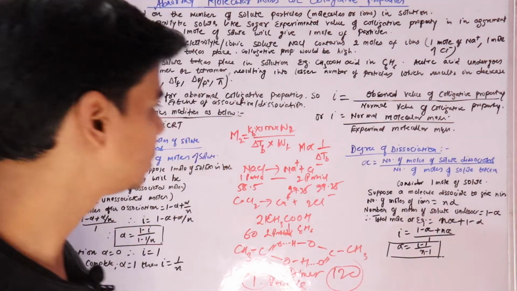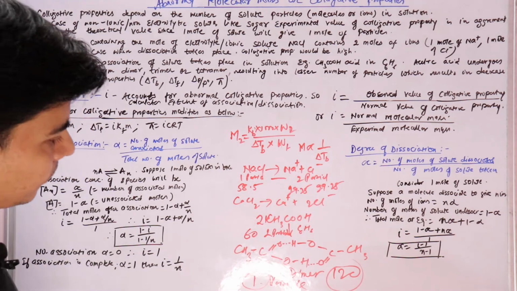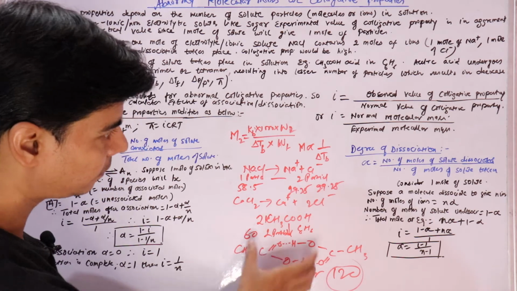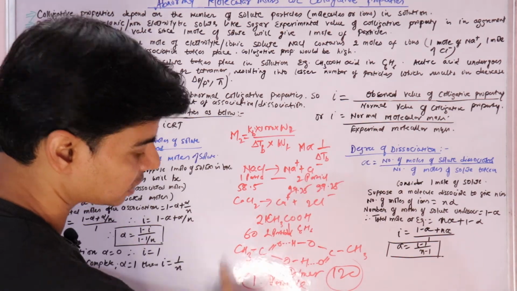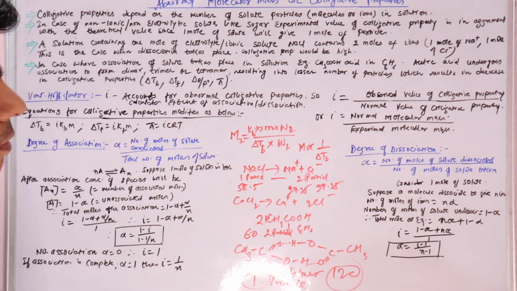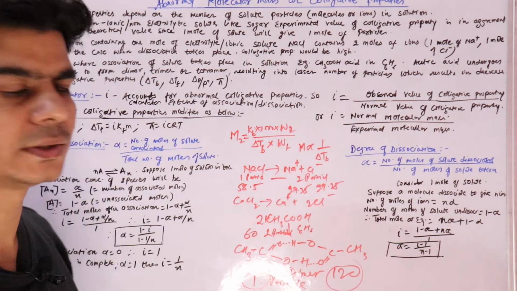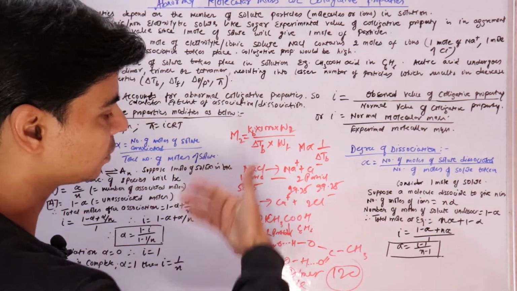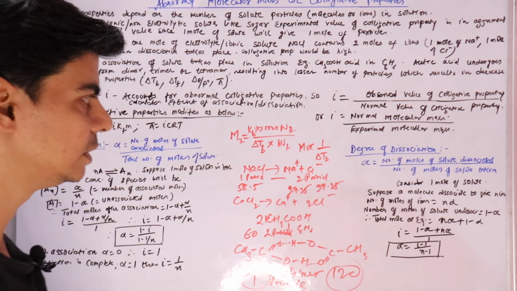The second case was when the particles reduced, when it formed a dimer. So the observed value here was this one particle. So the particles have decreased in case of association, and this observed value has decreased. And in case of dissociation, the observed value has increased.